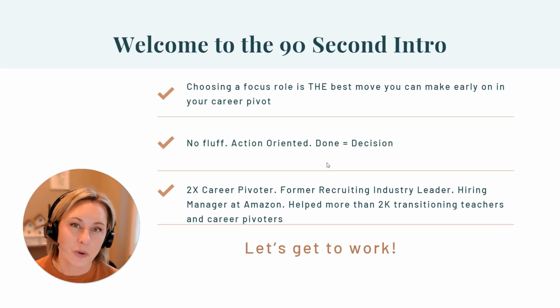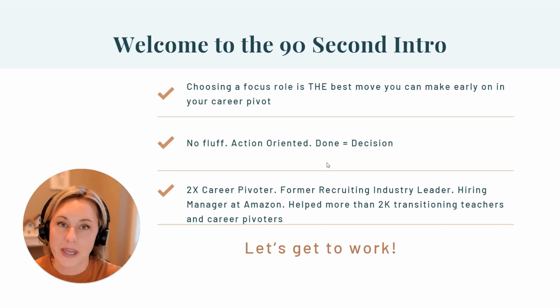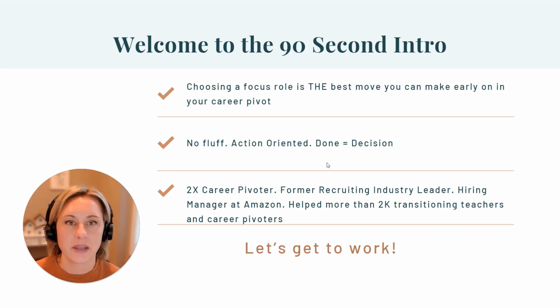So, choosing your focus role is one of the most, if not the most, important decisions that you can make when you are making a teacher transition or career pivot. Why? Because if you don't know what you're going after, it's really, really darn hard to make a resume, to make a LinkedIn profile, to search and network and apply because you'll be all over the place.